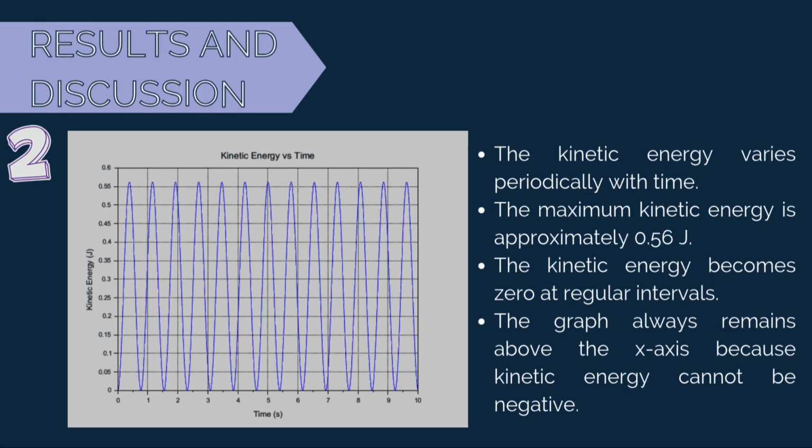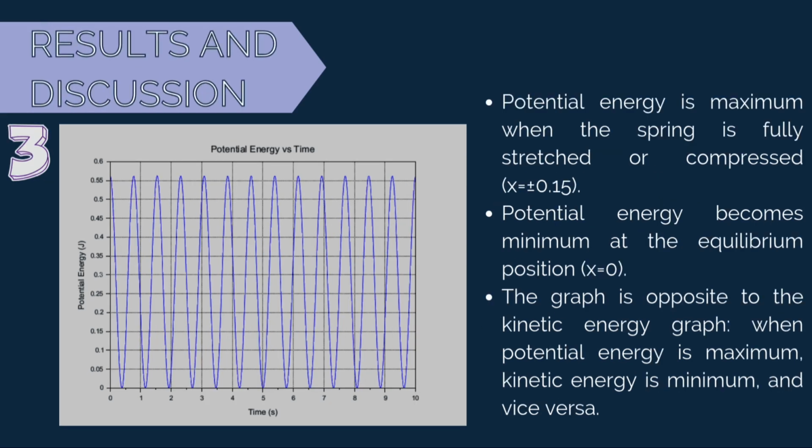In this graph, it demonstrates that the kinetic energy continuously changes during oscillation and reaches its maximum value when the mass moves fastest through the equilibrium position. Kinetic energy reaches its maximum value when the mass passes through the equilibrium position x equals 0, where the velocity is highest, and kinetic energy becomes 0 at the maximum displacement point x equals 0.15 meter, where the velocity is 0. The graph always remains above the x-axis because kinetic energy cannot be negative.